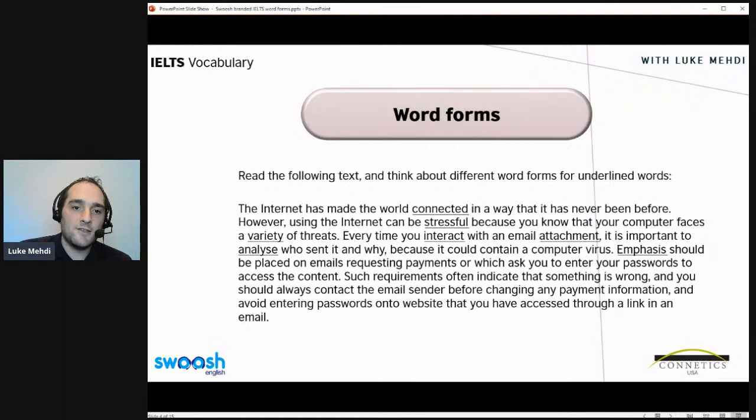Emphasis should be placed on emails requesting payments or which ask you to enter your passwords to access content. Emphasis there. Last one on our list. What type of word is that? Such requirements often indicate that something is wrong, and you should always contact the email sender before changing any payments information, and avoid entering passwords onto websites that you have accessed through a link in an email.